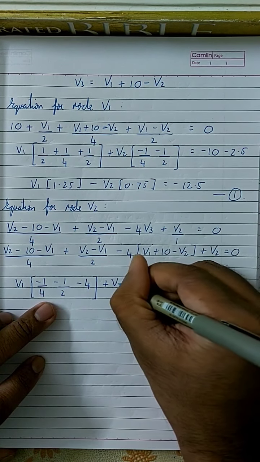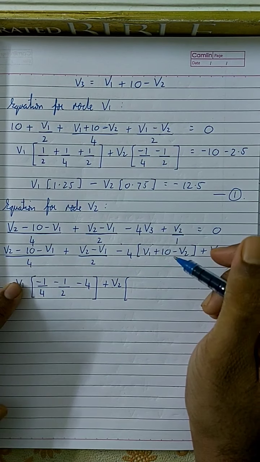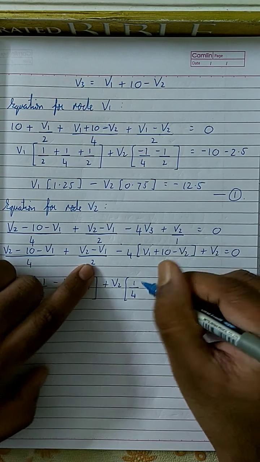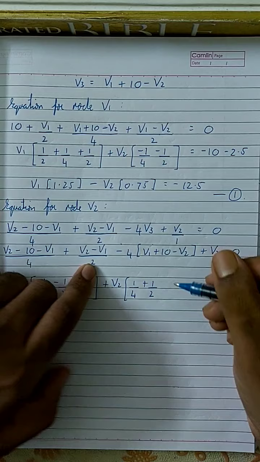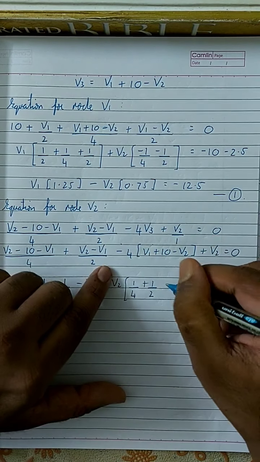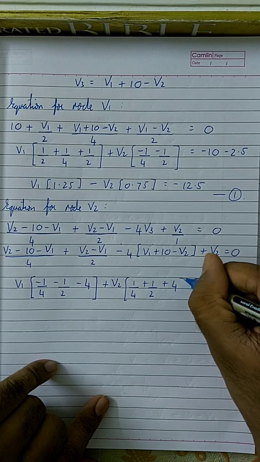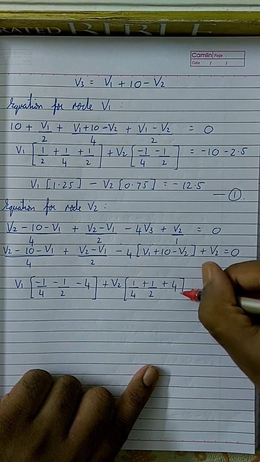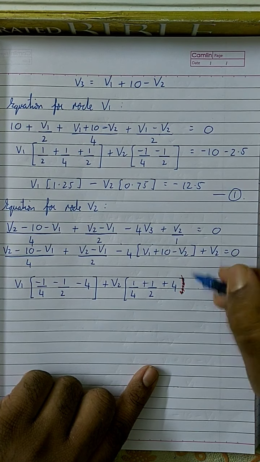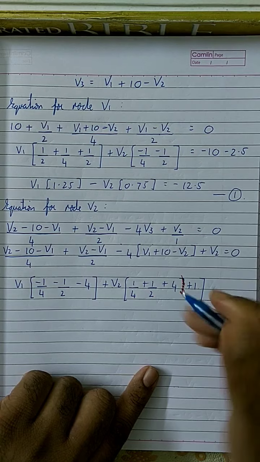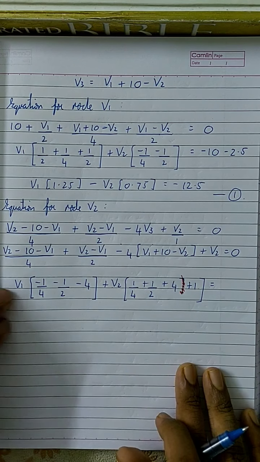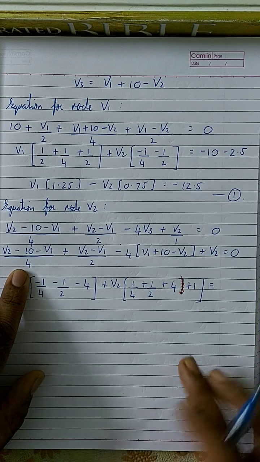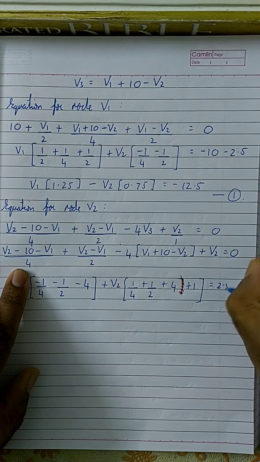Next I'm going to write in terms of V2. What about V2? One V2 is over here, that is 1 by 4, right? Here it is 1 by 4, here it is plus 1 by 2, and here it is minus of minus becomes plus, so here is also plus 4, right? Oh yeah, here is one more thing also, plus 1. There you go. This is equal to, now what about the remaining values over here? What do we have? This is minus 10 by 4. Minus 10 by 4 means minus 2.5, which means over this side it will become plus 2.5.